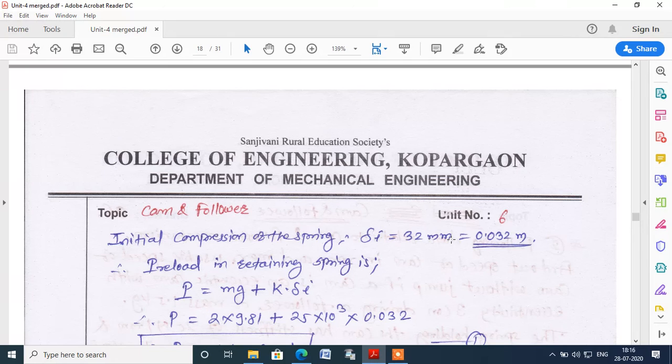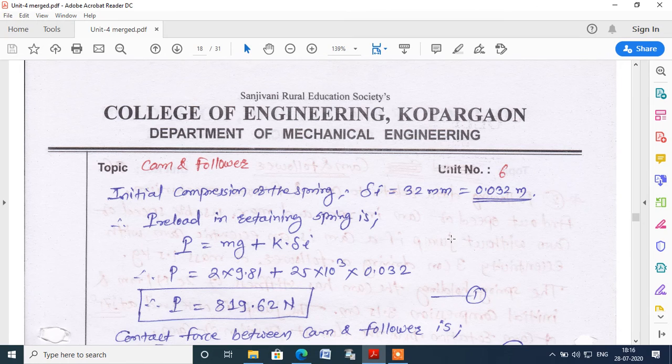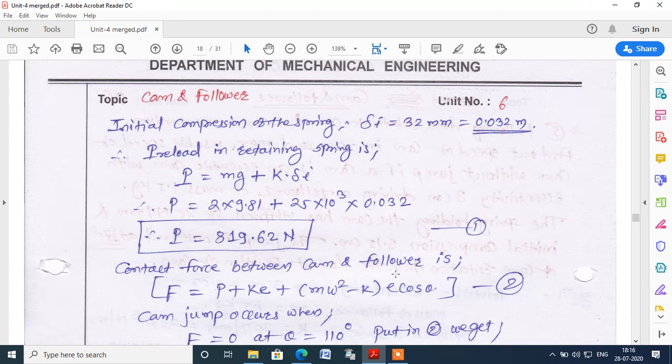Now we will proceed for the solution. First calculate preload in the retaining spring. So preload in the retaining spring is equal to mg plus k into delta I. So m we know 2, g 9.81, k 25 into 10 raised to 3 Newton per meter, and delta I 0.032 meter. So we will get the answer 819.62 Newton. So that is preload in the spring. Just check, students, in your calculator.